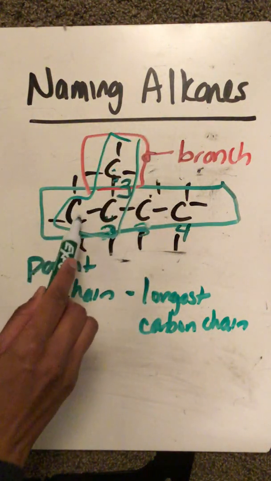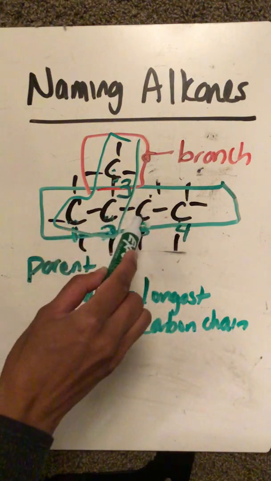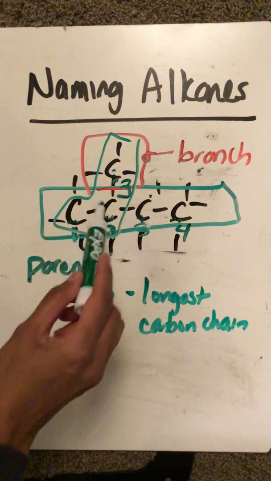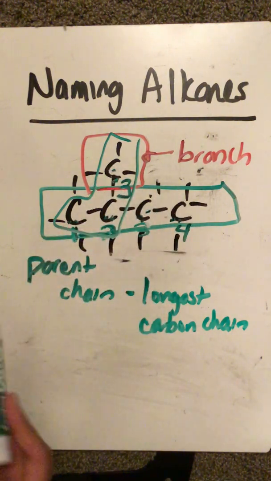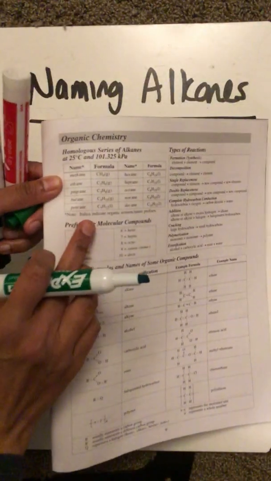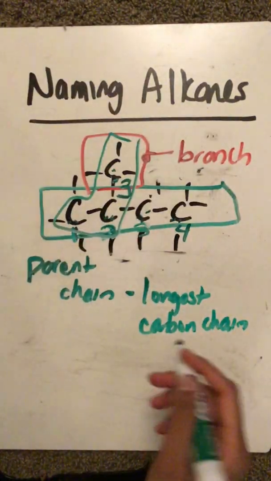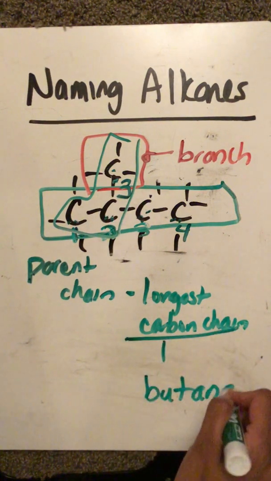But if I go straight, 1, 2, 3, 4, where this carbon's attached to this, is attached to this, is attached to this, that's 4 carbons, right? It's not like this is attached to that and that's attached to that. So that's how you name. This is really important in naming, because the parent chain will be the name that's given to you here. So the parent chain is the longest carbon chain, and the name of the parent chain is butane.